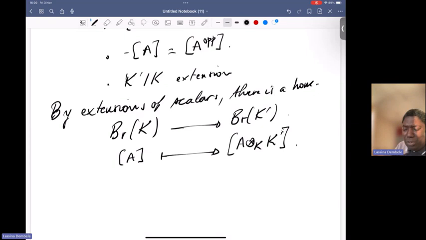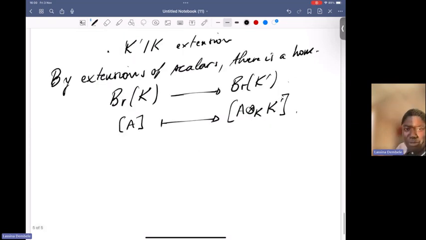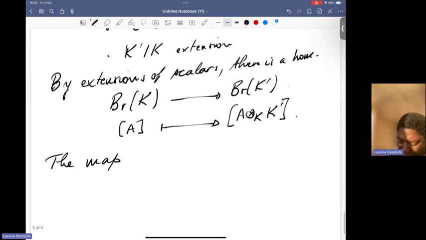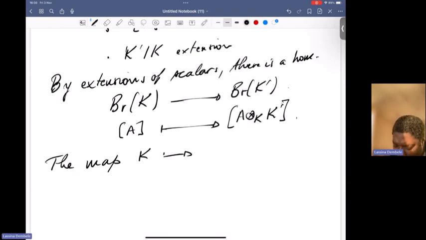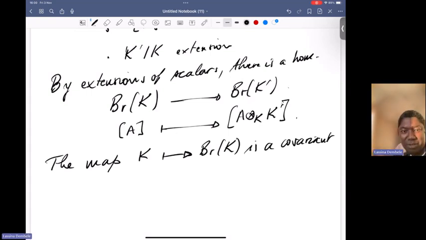And now you can see that this is what we call a covariant. So the map which sends a field to its Brauer group is, in fact, a covariant functor.